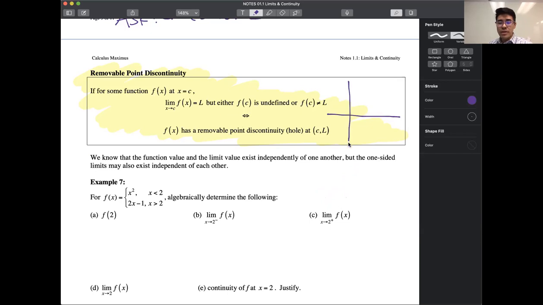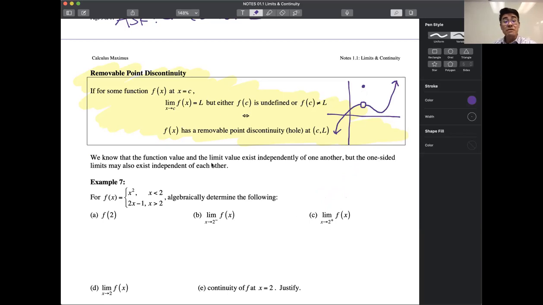A removable discontinuity is like if you drew a graph and then all of a sudden there's this hole in it. Hole is the more common way of saying removable discontinuity, and it looks something like that. You could also have a removable discontinuity graph with that, and then there's a dot somewhere else. So that would be two examples of a removable discontinuity graph.